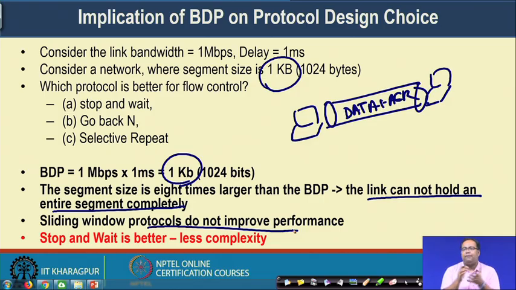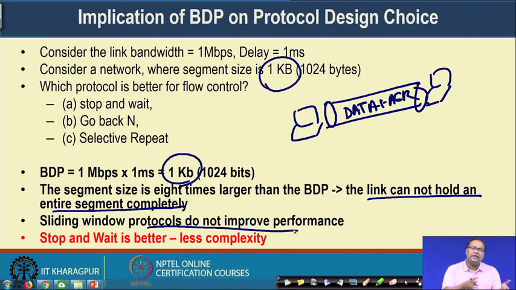So, under this particular case, it is always good to choose a stop and wait protocol, because stop and wait protocol has less complexity. So, sliding window protocol, as you understand, because of the design choice, it has more complexity. You have to maintain the sender window, you have to maintain the receiver window, then you have to maintain the sequence number field, all these different overheads are there.